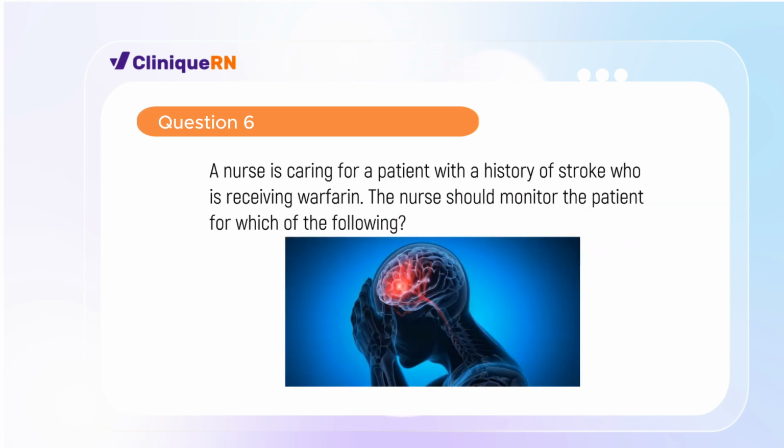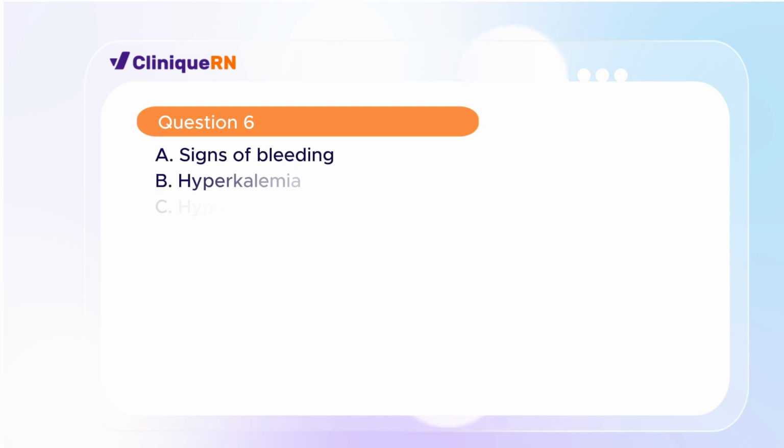Question 6. A nurse is caring for a patient with a history of stroke who is receiving Warfarin. The nurse should monitor the patient for which of the following? A. Signs of bleeding. B. Hyperkalemia. C. Hyperglycemia. D. Renal toxicity.